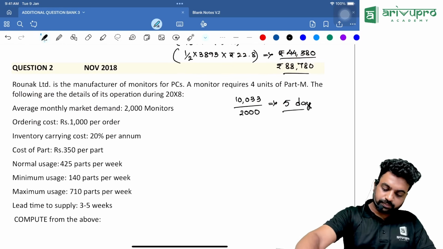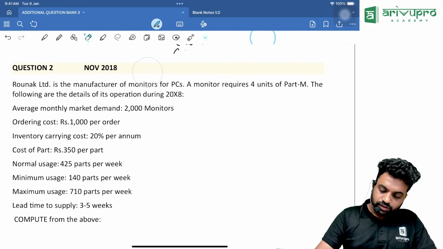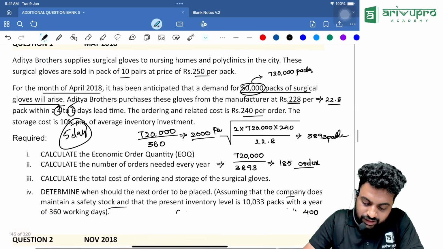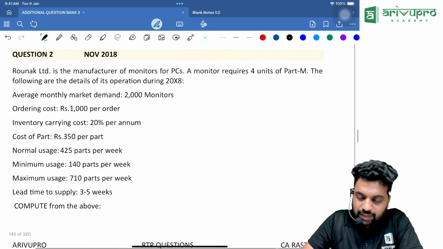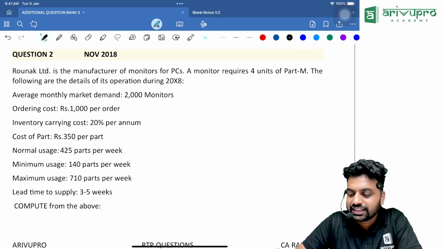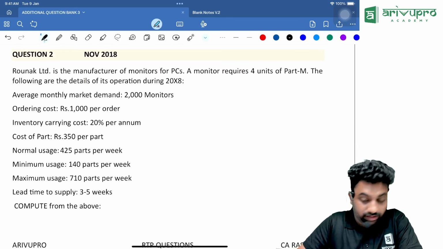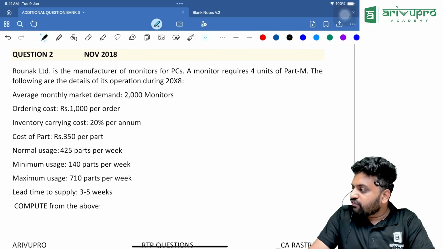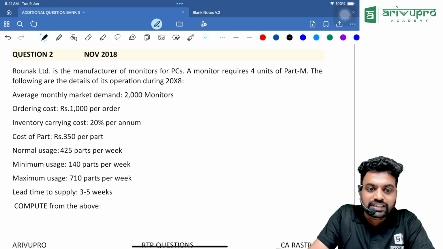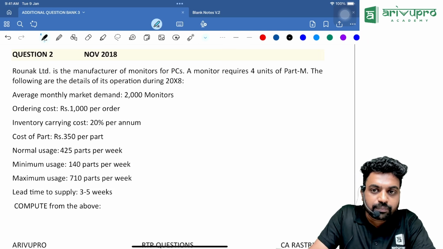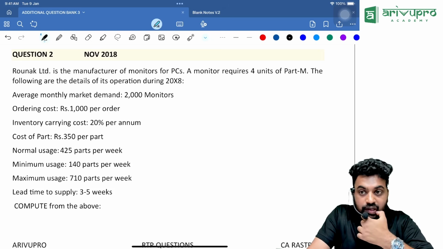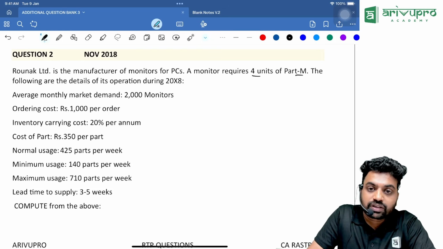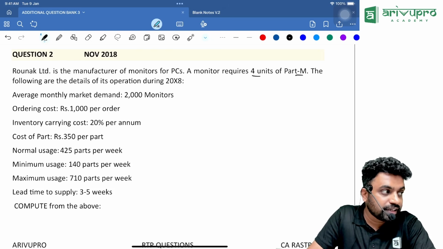Second one, concentrate. Raunak Limited manufactures, by the way, market as LMR. In fact, all the RTP, PYP questions are LMRs only, unless and until it is repetitive in nature. That too in this particular chapter. Raunak Limited is a manufacturer of monitors for PCs. So what is the work of Raunak Limited? Manufacturer of monitors. A monitor requires 4 units of part M. So monitor is a finished product, part M is a raw material.